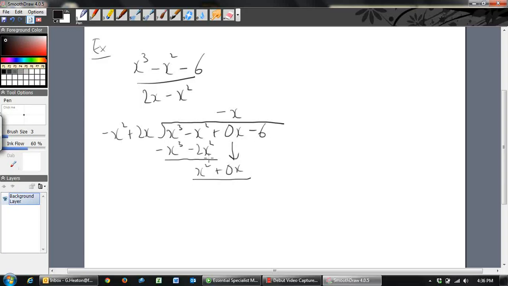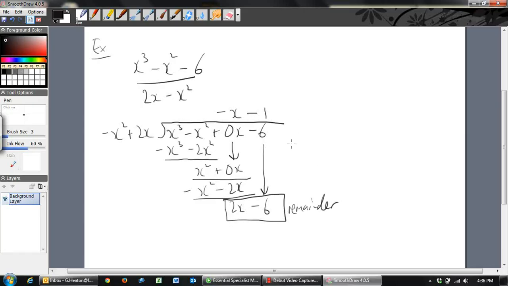And then we do our next calculation. What do we need to multiply this by to get x²? Well, we need to multiply by negative 1. So multiply that by negative 1, you get x² minus 2x. And then we do our subtraction. That minus that is 0, good. That minus that is 2x. And again, bring down your negative 6. And what we have here is the remainder. Okay, so that's our remainder there.